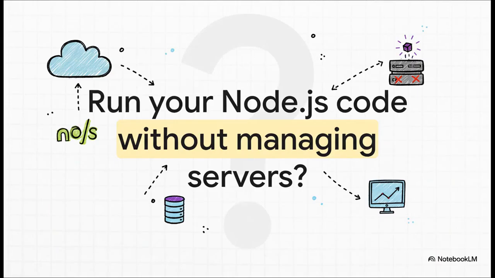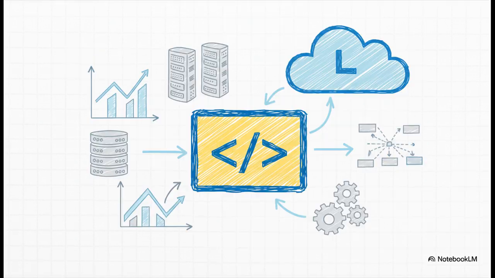So let's be real. You love writing Node.js, right? But the whole server management thing, the provisioning, the patching, the scaling, it's a drag. What if you could just write your code, hit upload, and let it just run? Well, that's not some far-off dream. That is exactly the promise of AWS Lambda. You get to focus on what you're good at, the actual code, the logic that matters, and Lambda takes care of all that messy infrastructure stuff for you.